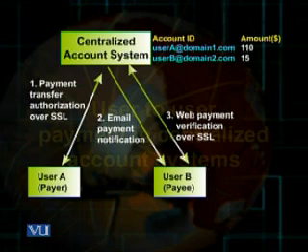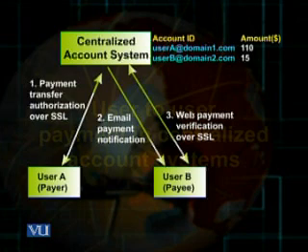And then in step number 2, the centralized account system sends a notification email to the payee, informing the payee that a certain amount is going to be deposited in his account. In step number 3, the verification of this payment can be done by the payee or the merchant after connecting to the centralized account system. So the web payment verification over SSL can be done by the merchant.